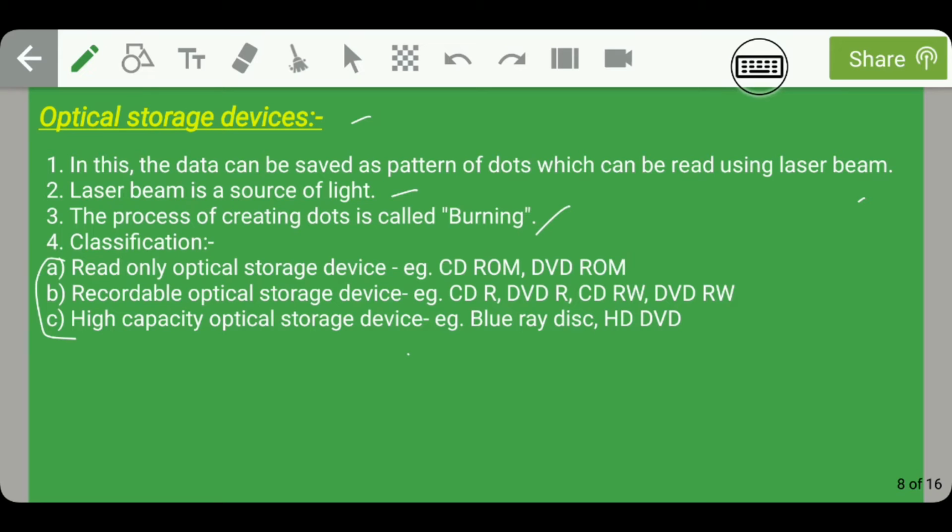Guys, examples of this recordable optical storage device are CD-R, DVD-R, CD-RW, and DVD-RW, where this R stands for recordable, that is CD recordable, and this RW stands for rewritable. Guys, moving on, some examples of high capacity optical storage devices are Blu-ray disc and HD DVD. So guys, we will consider all these examples one by one.